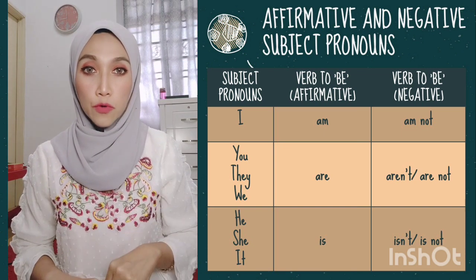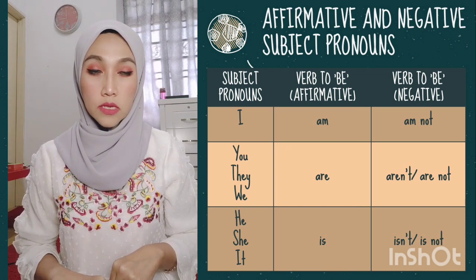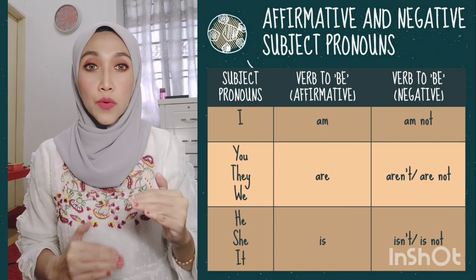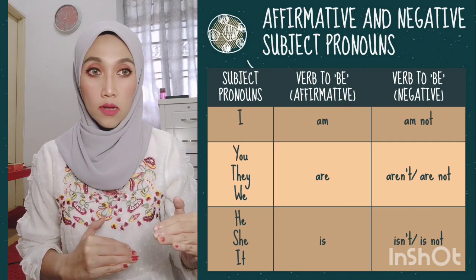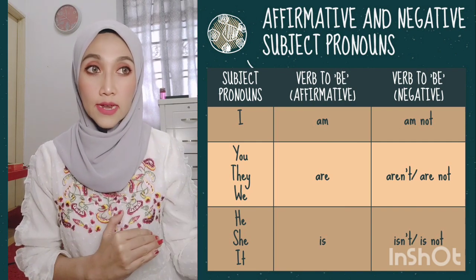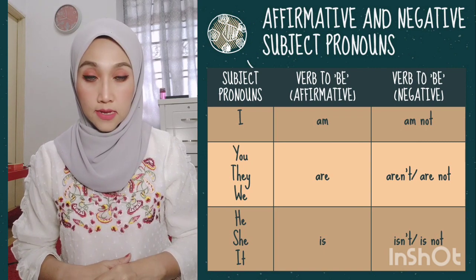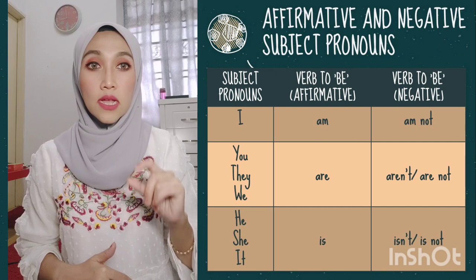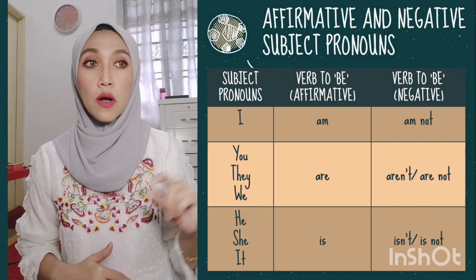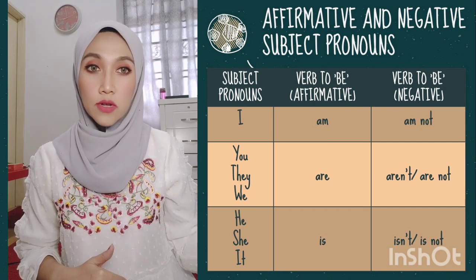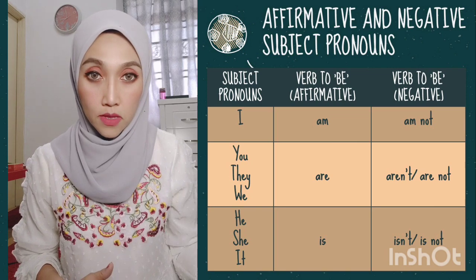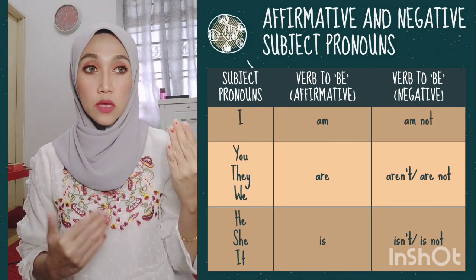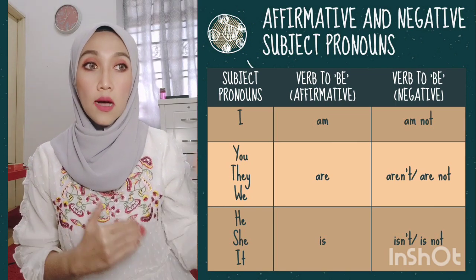Now we move to the plural form. You, they, we use are for the affirmative, and the negative will be aren't. That's the short form for are not. So you aren't, or you are not, they are not, we are not. You can choose whether to use aren't or are not.